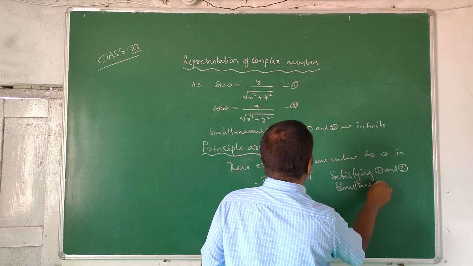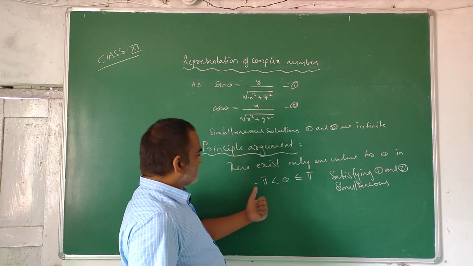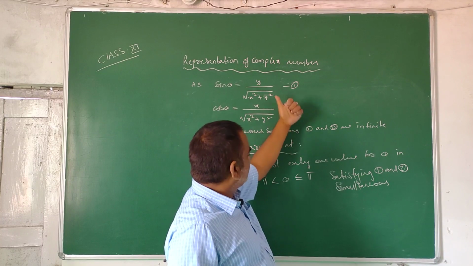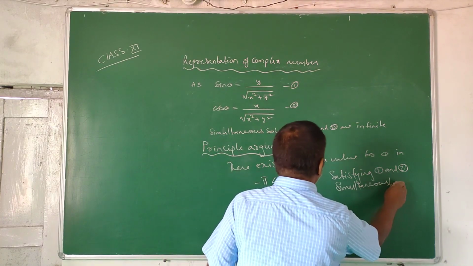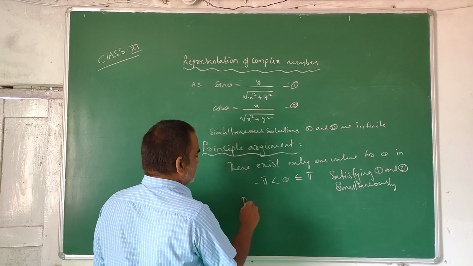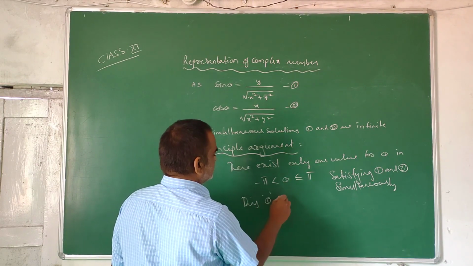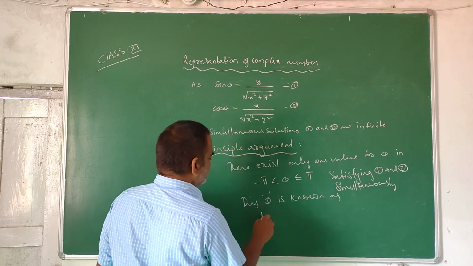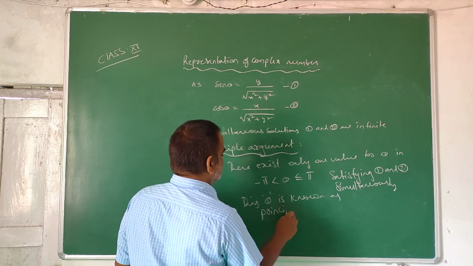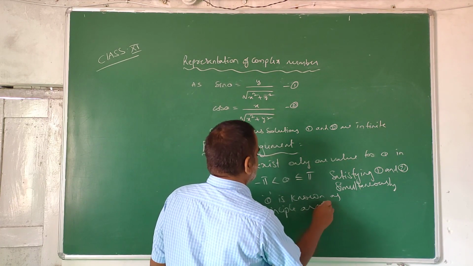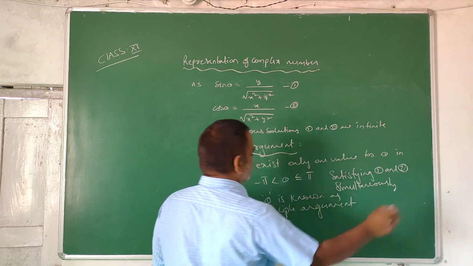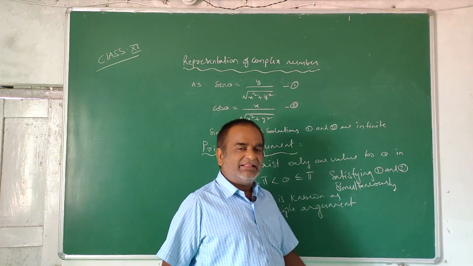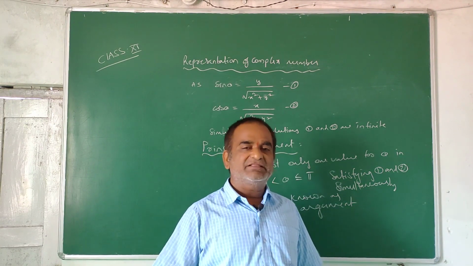Understood? So there exists only one solution within these limits. It can satisfy both 1 and 2 simultaneously, and that solution theta is known as the principal argument. This theta is known as principal argument. And unless otherwise stated, argument means principal argument only.